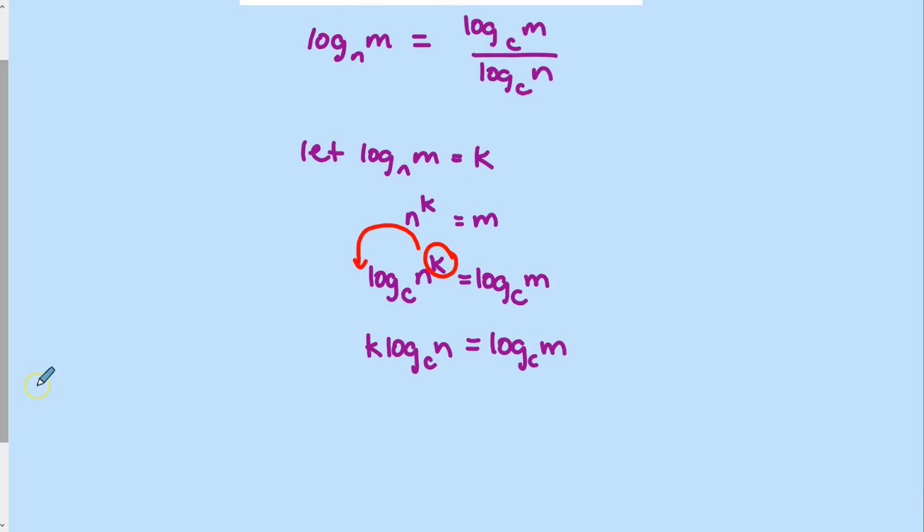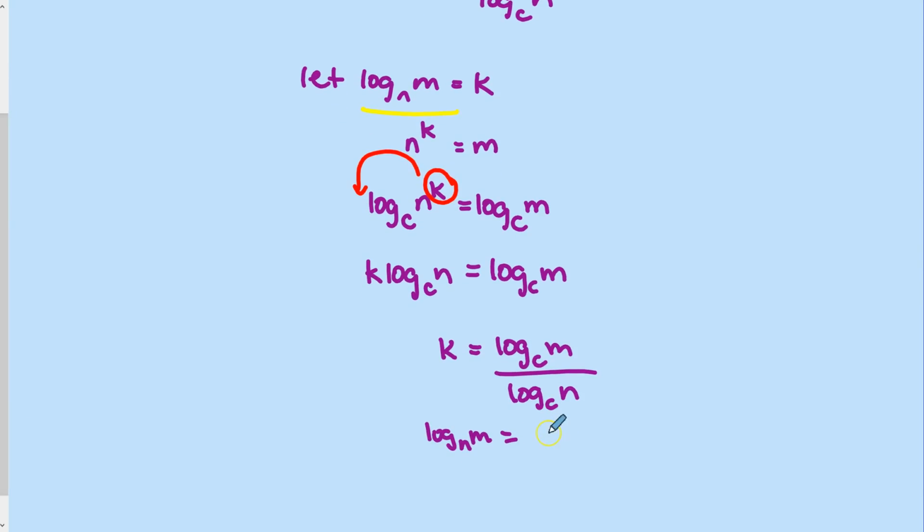And we can divide both sides by log base c of n to isolate k. So k is log base c of m divided by log base c of n. And what was k? Remember, k was log base n of m. So if I substitute that back in, we have log base n of m equals log base c of m over log base c of n. And that's the proof of the change of base formula.